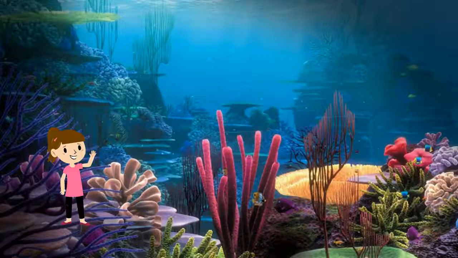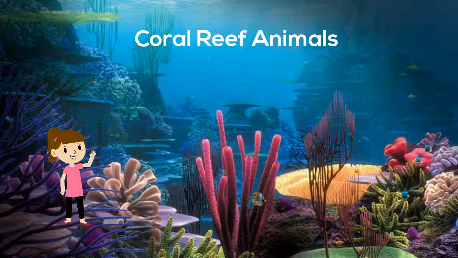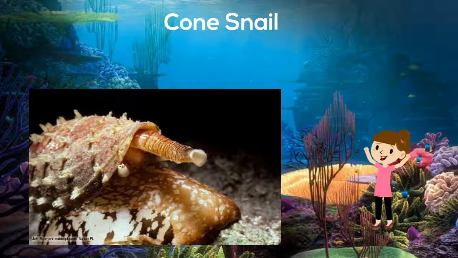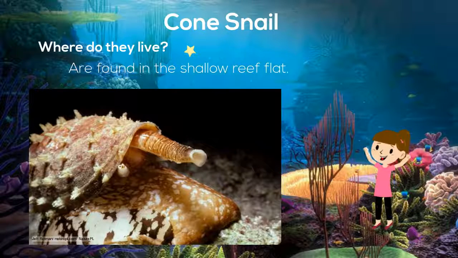We will now be looking into some of the animals that live in the coral reefs. These include the cone snail, stonefish, damselfish, parrotfish, and anemone or clownfish. Cone snails are found in the shallow reef flat.